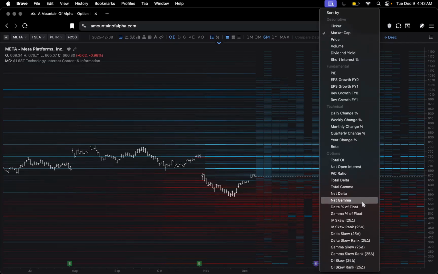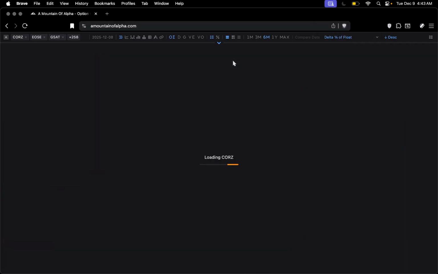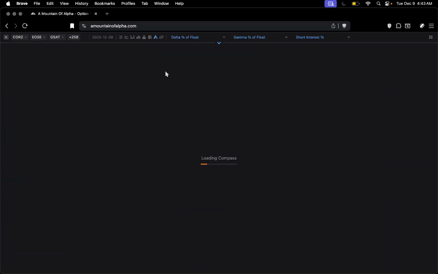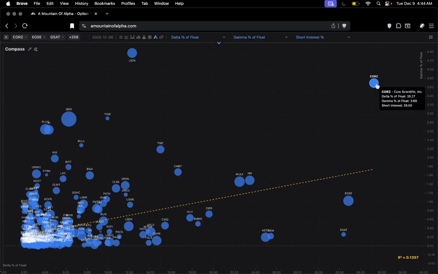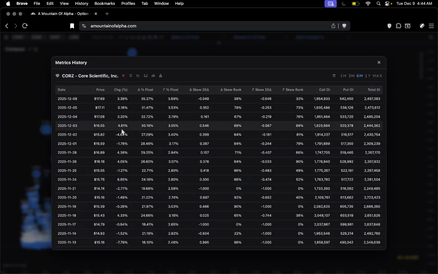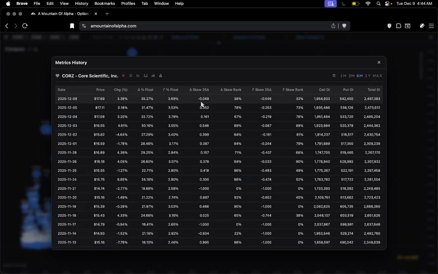What I'm going to do is sort it by the delta as a percentage of float. So you can see that of the equities over $1 billion that aren't ETFs, CORZ has the highest delta as a percentage of float. It's a little hard to see, but there it is, CORZ. I click that, and you can configure these columns by clicking on this. You could put other columns here if you want, IV skew rank, growth metrics, things like that.